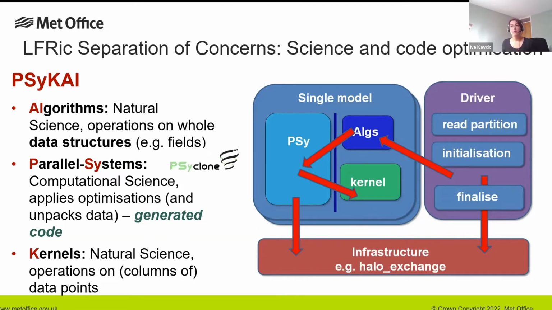Then at the bottom layer, we have kernels, which are again natural science code, which do operations on columns of data points. I mentioned that the mesh is semi-structured, so we have direct addressing in the vertical and hence operate on columns. And in the middle is the parallel systems layer, which is the computational science, where the optimizations are applied and the data are unpacked from the algorithm and passed into kernels when they are updated. And this is where PSyclone comes in. PSyclone literally means cloning of the PSy layer.